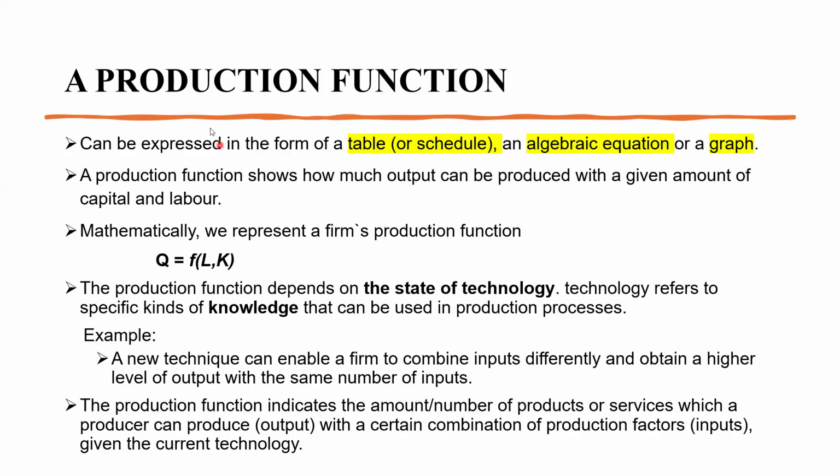And then also this is explaining what I said, to say that the production function indicates the amount of products or services which producers can produce. So the output which can be produced with a certain combination of production factors, which is an input, given the current technology. So basically, in short, the production function indicates the amount of product that can be produced given a certain amount of inputs.